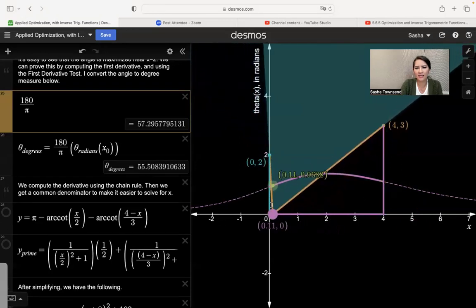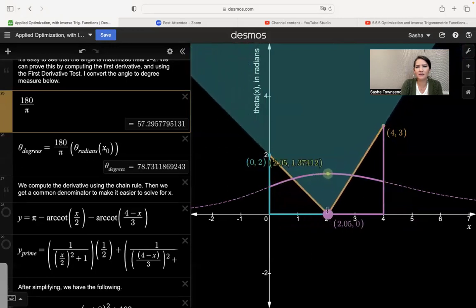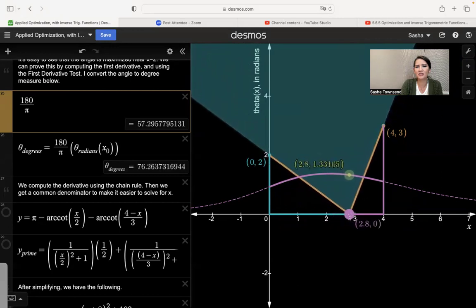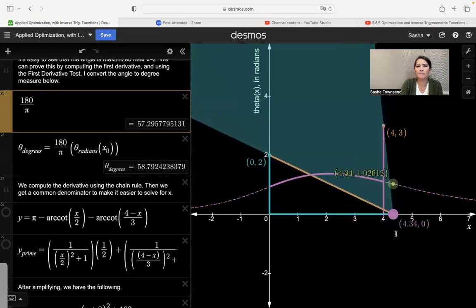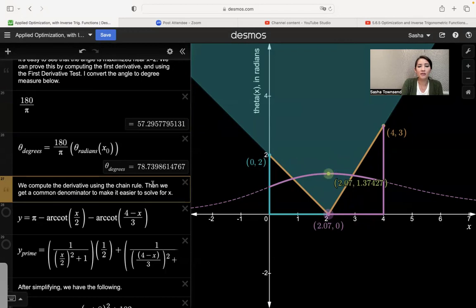And as we move that x value from left to right, we see that the angle increases. It's 55.5 there, continues to increase, continues to increase. Then I see a 78.7 at one point, and then it starts to decrease. And we're trying to maximize that angle. We're trying to find the x value that maximizes the angle and the maximum angle. So to do that, we use the chain rule to take the derivative. And we'll do that on paper.